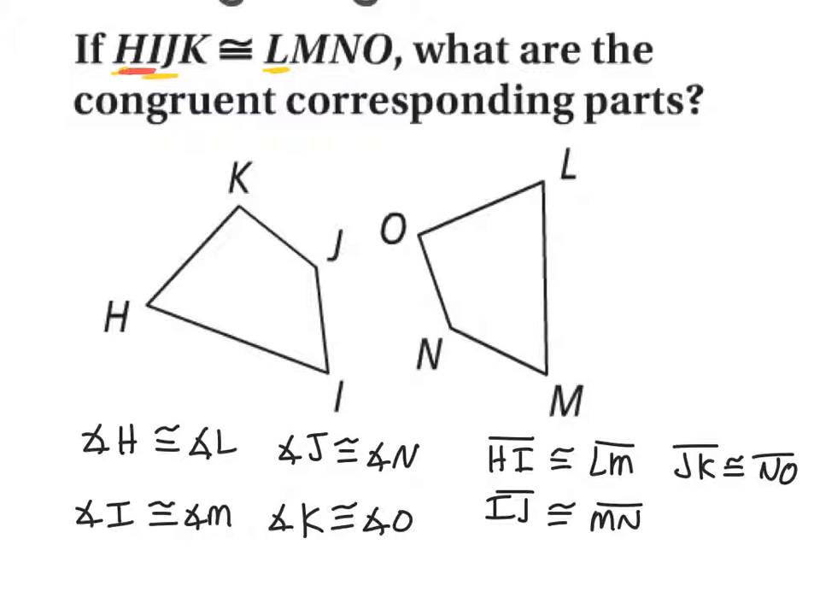And lastly, what's our fourth line segment? Right, HK or KH. By the way, line segments, you can name them both ways. It's the same thing saying KH as HK. It doesn't matter which way those are named. So line segment HK is congruent to line segment LO. All right, questions on finding those 8 pieces of information?